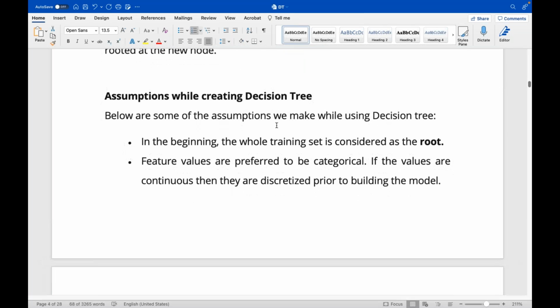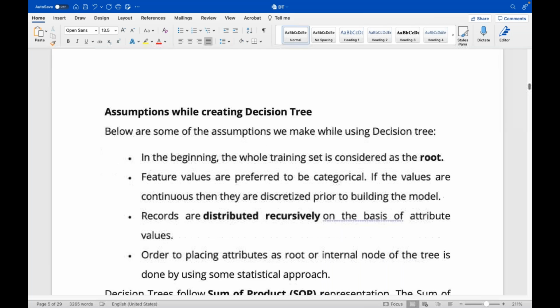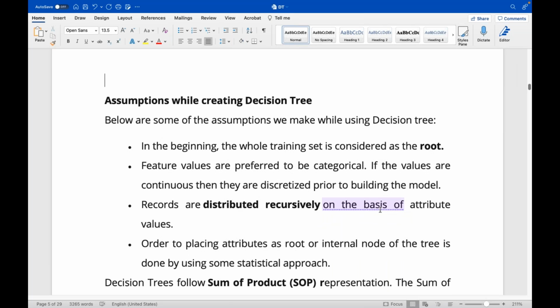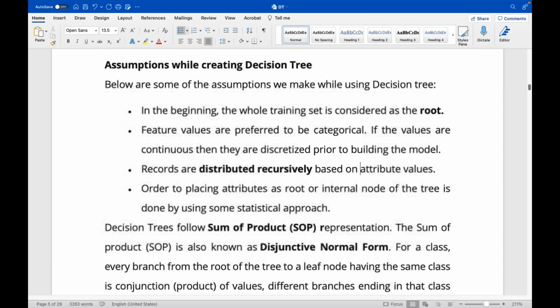The next one is assumptions while creating the decision tree. Whenever you create a decision tree, we need to make some assumptions. Assumptions exist in every algorithm, whether it is linear regression, logistic regression, decision tree, whatever it is. Below are some of the assumptions we make for a decision tree.